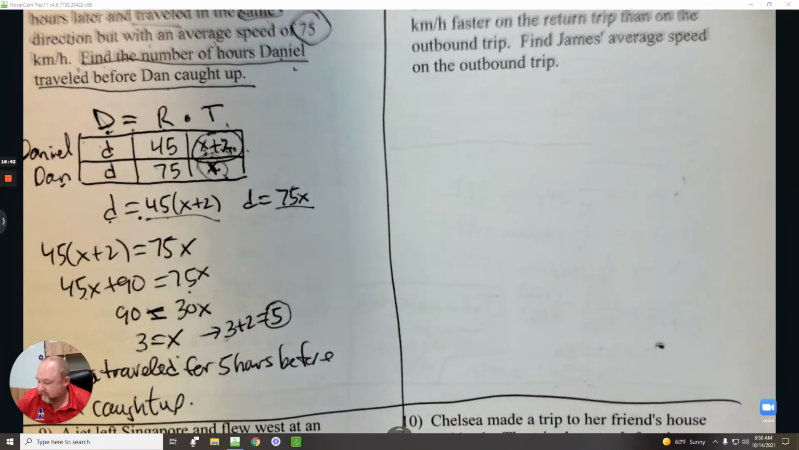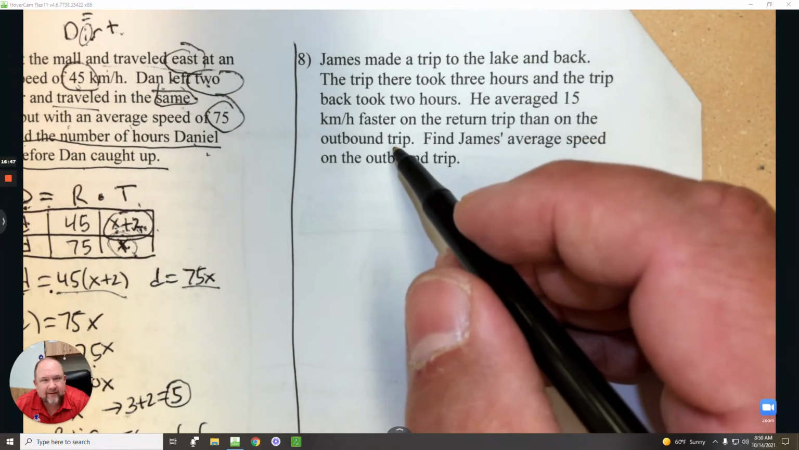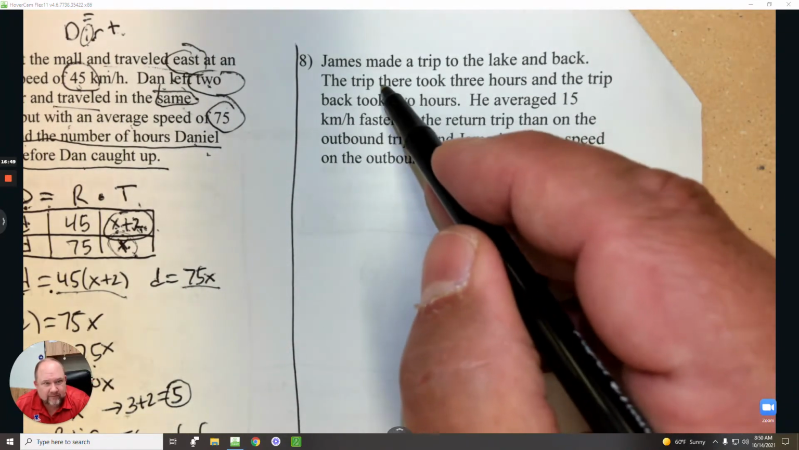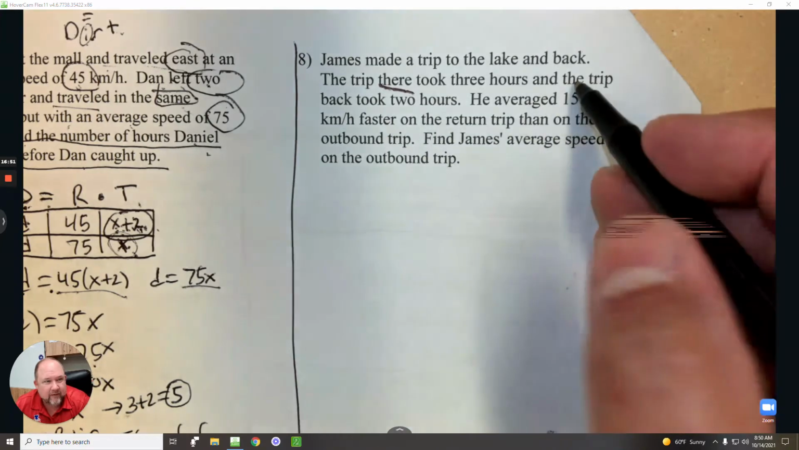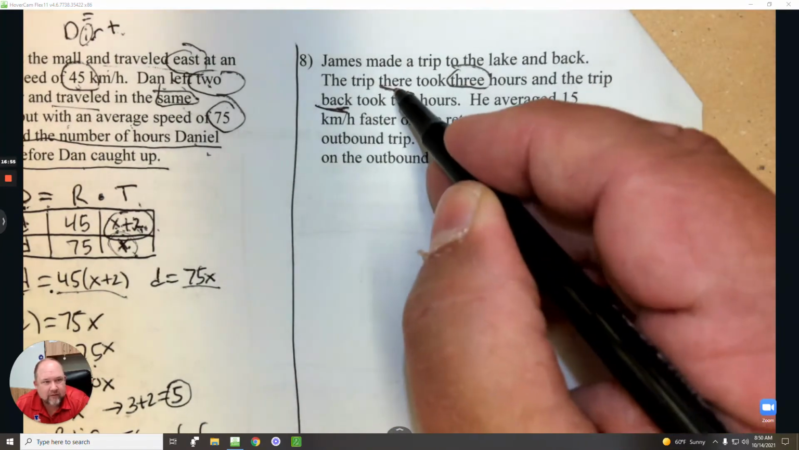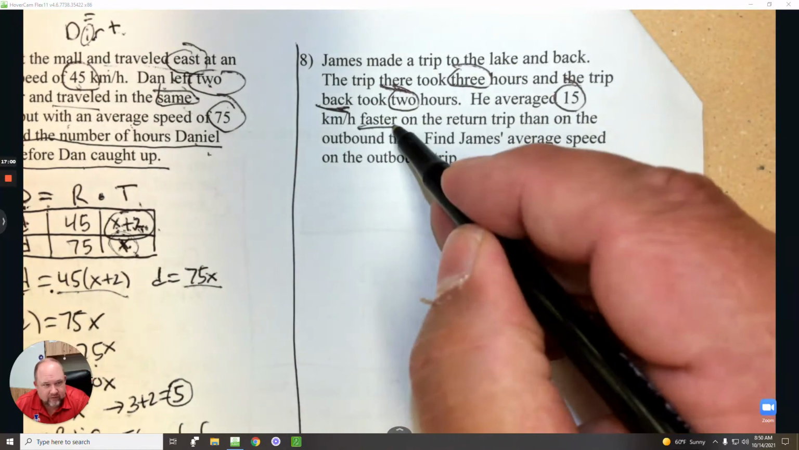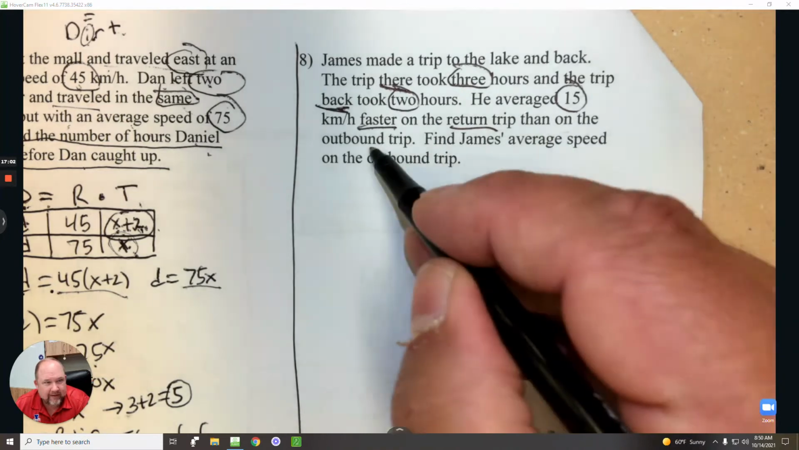All right, let's try the next one, number 8. James made a trip to the lake and back. The trip there took 3 hours, and the trip back took 2 hours. He averaged 15 kilometers an hour faster on the return trip than on the outbound.